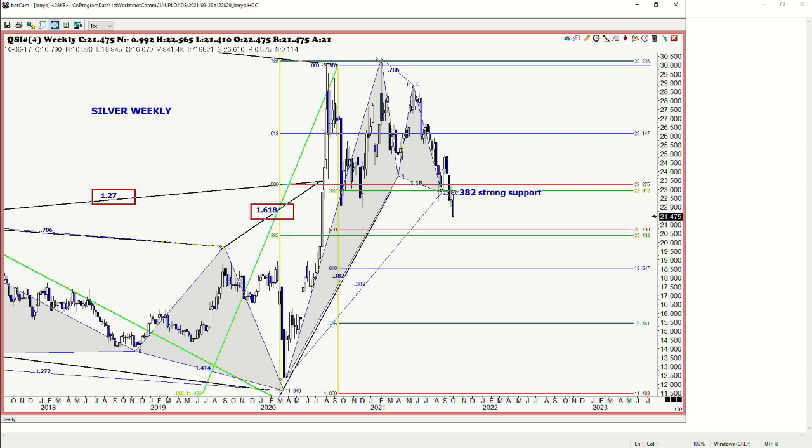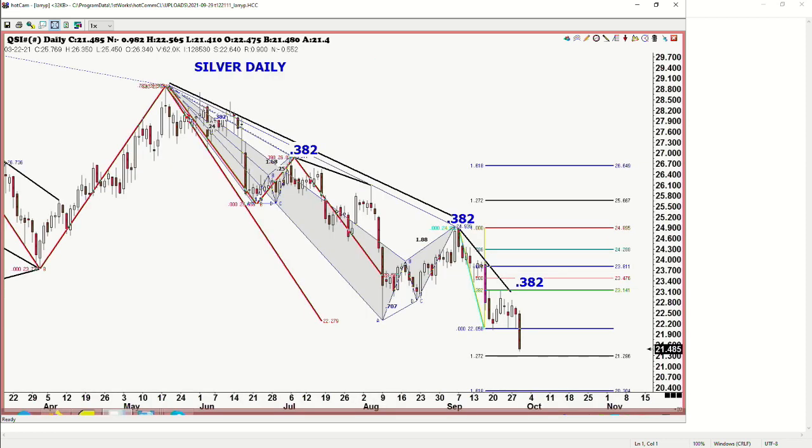Now, that may or may not happen. If we look at this on the daily chart, we have been extremely bearish on silver for quite a while. If you listen to the 24/7 newsletter or read it, you'll notice that's one of the things that we focused on, the fact that if you like these 382 patterns, and we certainly do, you'll notice what's happened here in silver on the daily ever since June.